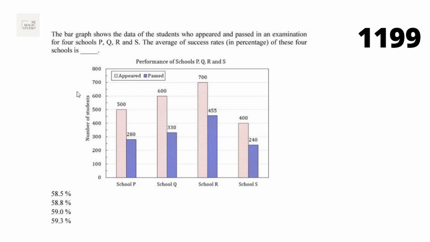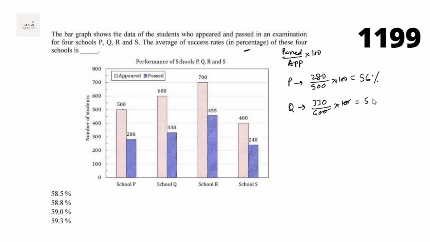Okay, again a multiple bar diagram. The bar graph shows the data for the students who appeared and passed in an examination for 4 schools P, Q, R, S. Okay, appeared and passed. The average of success rate in percentage of these 4 schools. So the success rate means how many passed divided by the number of students appeared into 100. So for school P, it would be 280 by 500 into 100. That would be 56%.